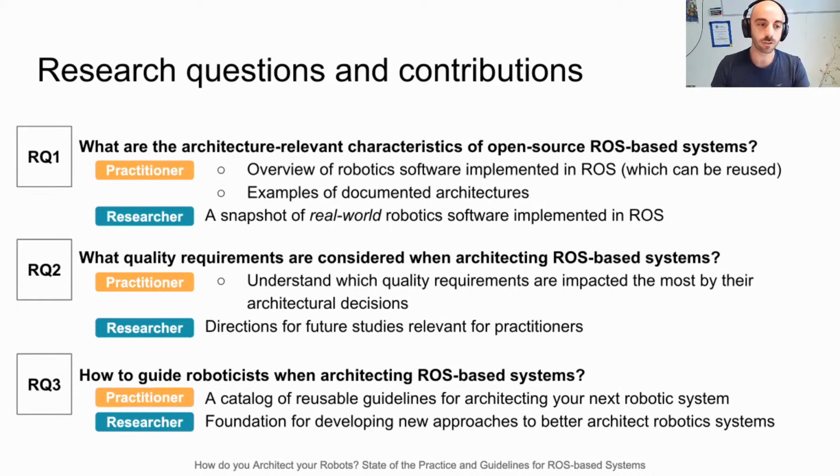The third research question is about how to guide roboticists when architecting ROS-based systems. And here the idea is to benefit practitioners by providing a catalog of guidelines for architecting ROS-based systems. This same catalog can be used by researchers as a foundation for developing new approaches to better architect robotic systems.